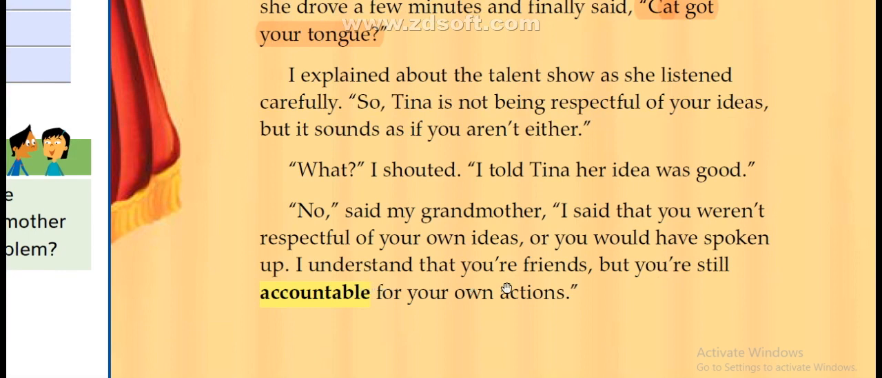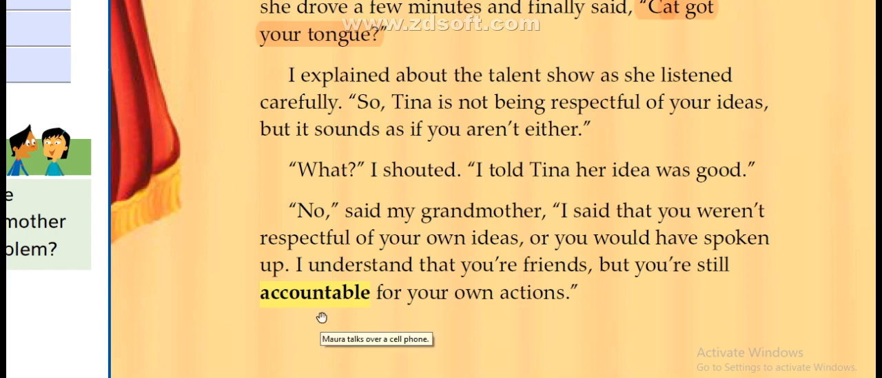I understand that you are friends, but you're still accountable for your own actions. So she told her that she knows that they are friends, and friends don't usually get sad from each other. They usually listen to each other, but you're still accountable. So even though you are friends, for example, Mora is doing as Tina says because they are friends and she's not speaking up. Although she's doing that because they are friends, however, she should be accountable for her own actions.